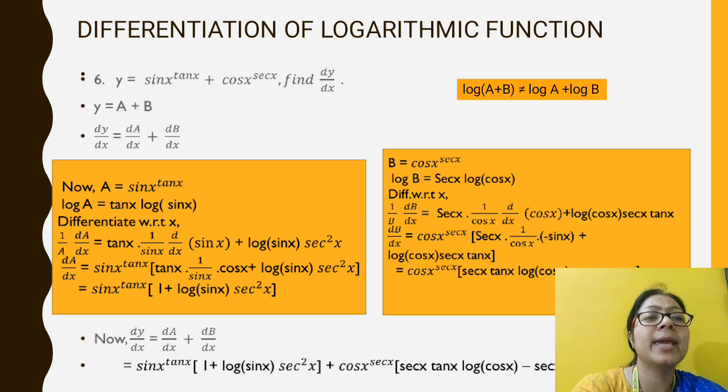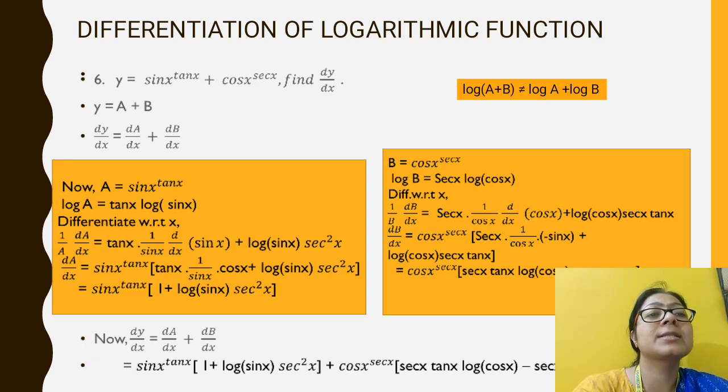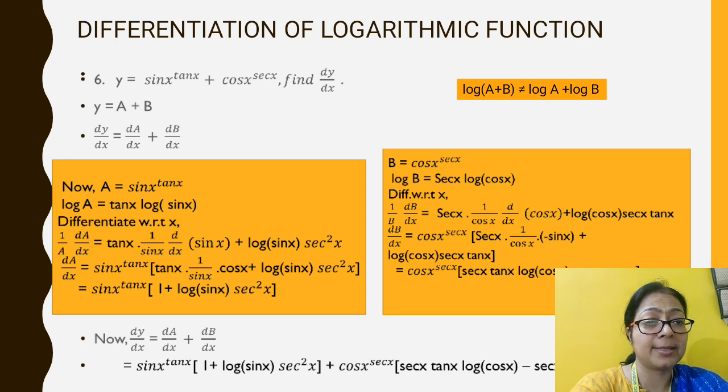Next is B equals cos x to the power secant x. Then if we take log on both sides, log B on the left hand side, and on the right hand side secant x into log cos x. So differentiating with respect to x, 1 by B dB/dx is equal to, on the right hand side, sec x unchanged, derivative of log cos x is 1 by cos x into the derivative of cos x, that is minus sin x, and log of cos x unchanged, derivative of sec x is sec x tan x.